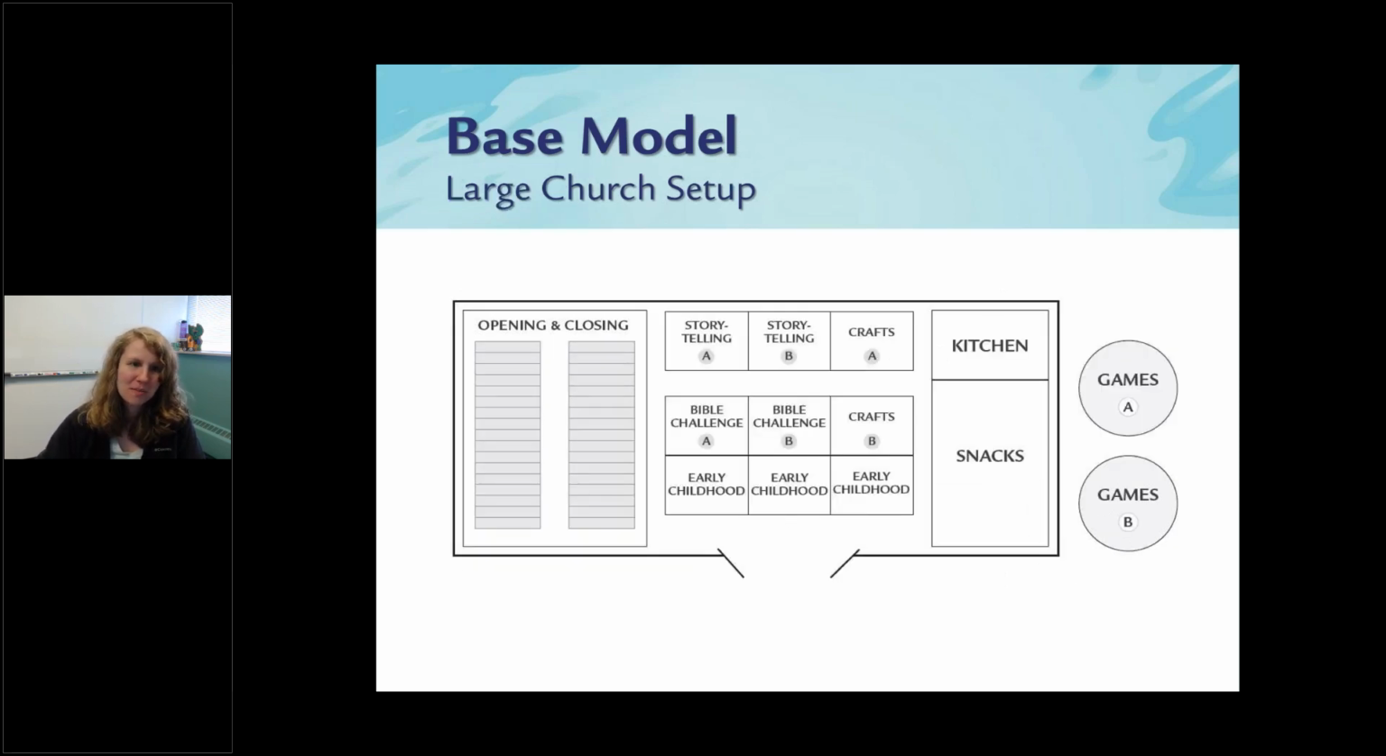Also want to point out, if you're a large church and you have multiple sites and multiple people going through rotation groups, here's one way you could do it. So you would follow that same schedule that I showed a couple slides ago, and then just have multiple sites for these storytelling, Bible challenge, crafts. And then you'll see in this diagram here, everybody can come together for snacks, maybe in that bigger area in your church that you have.